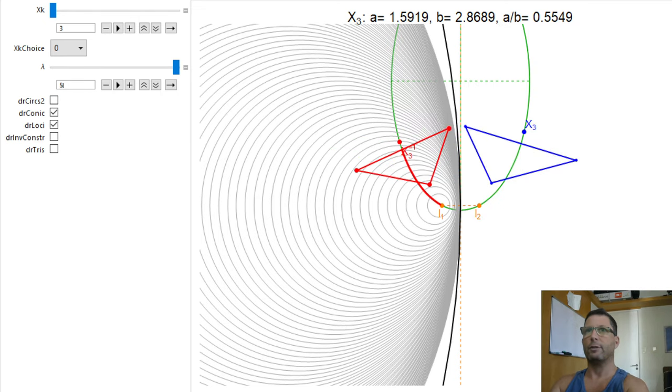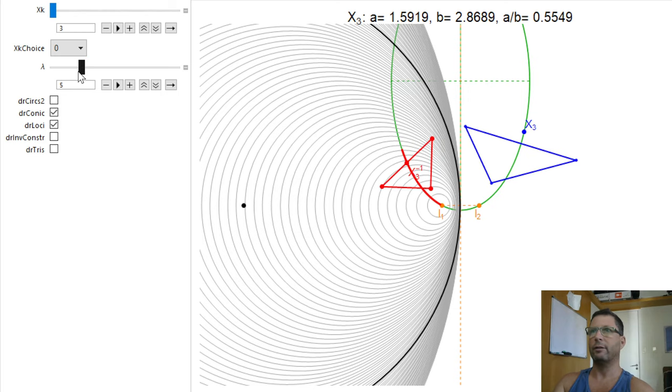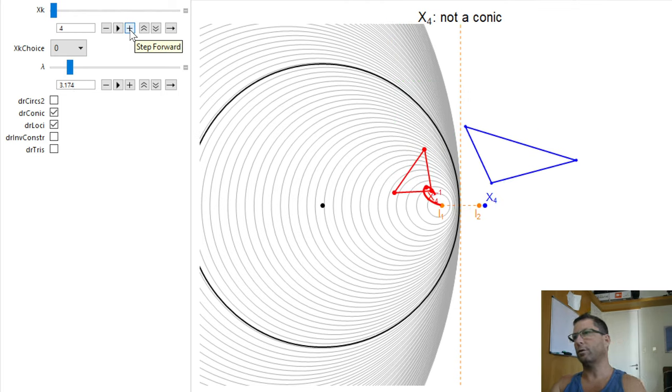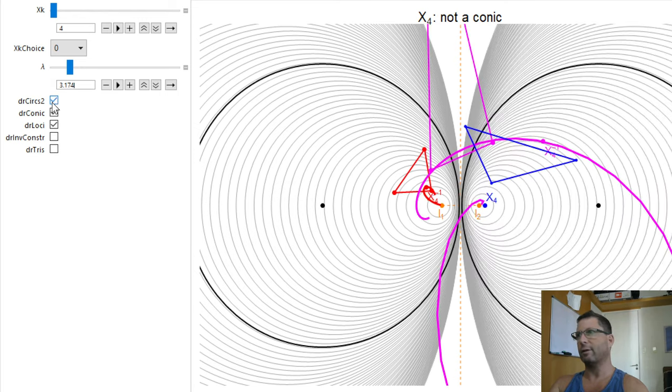All right, so let's look at another triangle center. Let's go back here to some intermediate circle. Now let's take, for example, X4. What does X4 do? X4 is not presenting itself as a conic. It's this hooked curve here, and it probably has additional structure that we should want to study. Let's see what the other side is doing. It's doing something ugly, okay? So let's skip that.